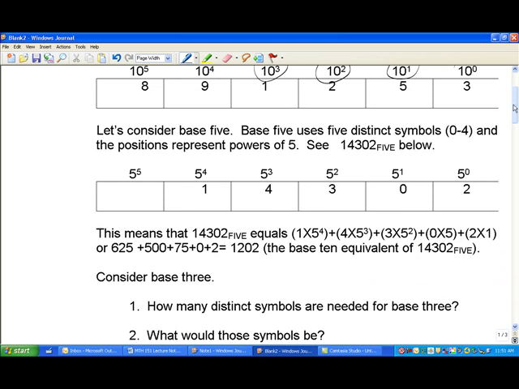in another base. So if we're talking about a base 5 system, base 5 will use 5 distinct symbols, and those are 0 through 4, and the positions represent powers of 5. So in base 5 you won't see a 7, you won't see a 9 used. You're only going to find 0 through 4 used.